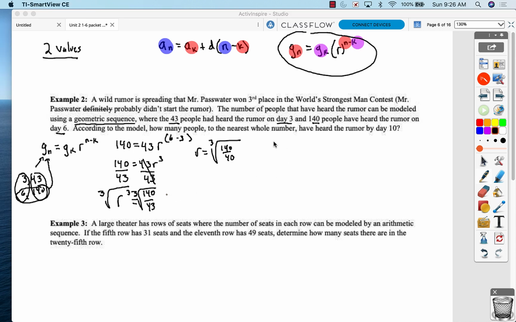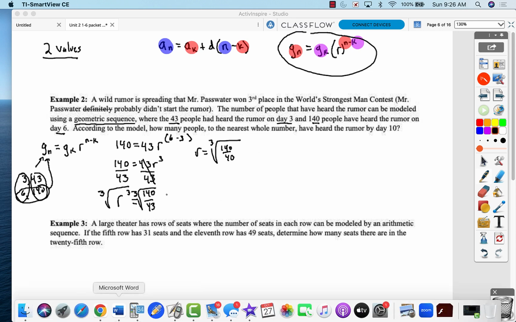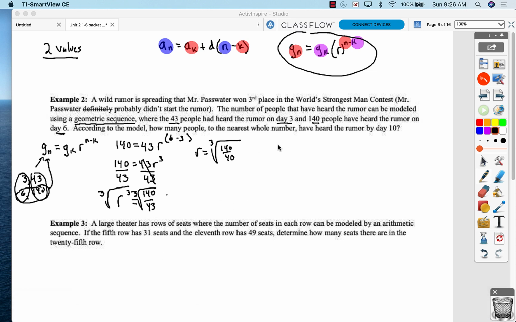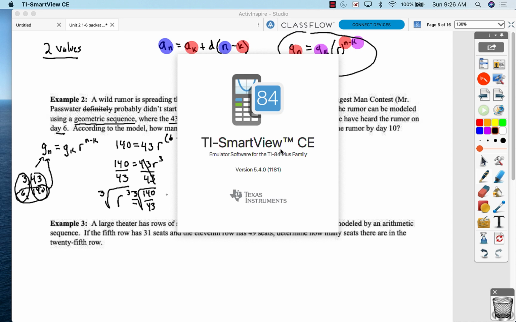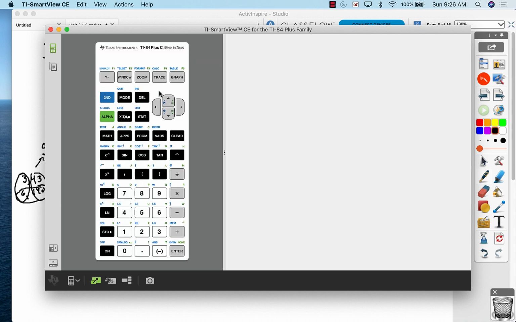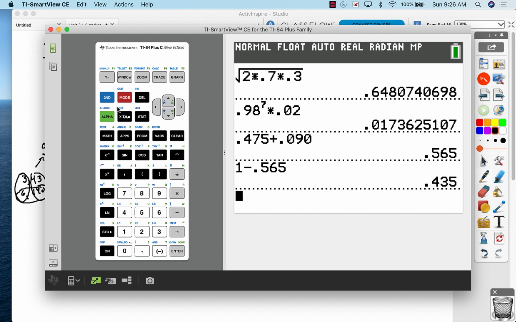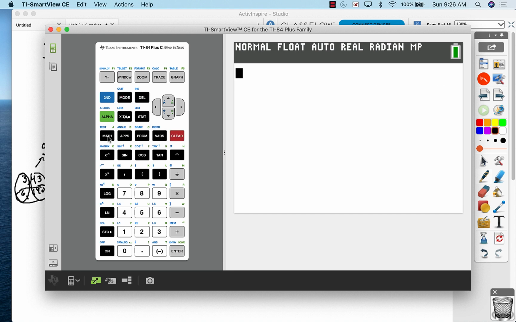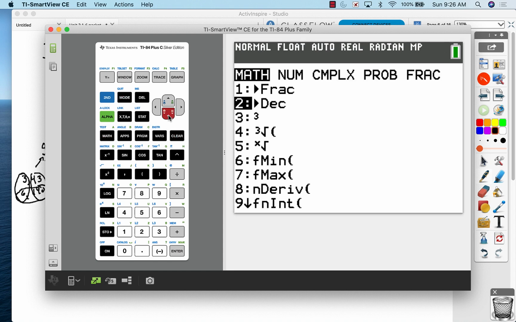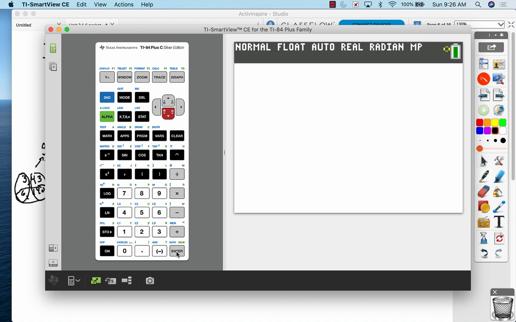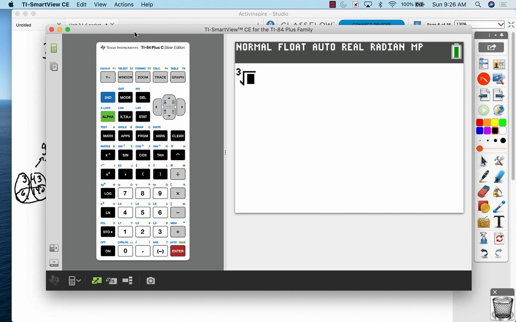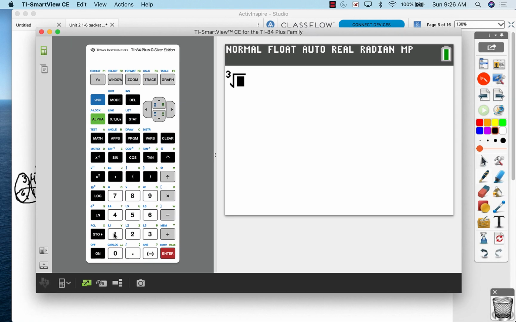Once we put it in the calculator, I'm just going to jump ahead while that's pulling up. Now what you want to do to put that in your calculator is get rid of this stuff, hit the math button, and then number 4. Everybody has different calculators, so you have to figure your calculator out. So you're going to do 140 divided by 43. This is going to give us some crazy decimal.